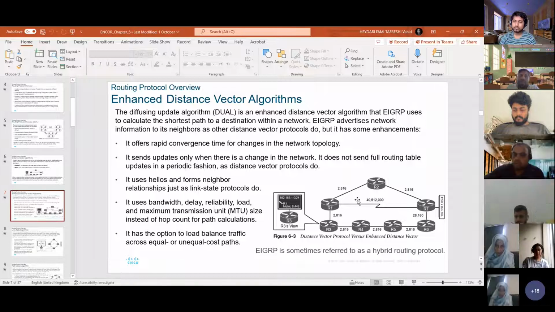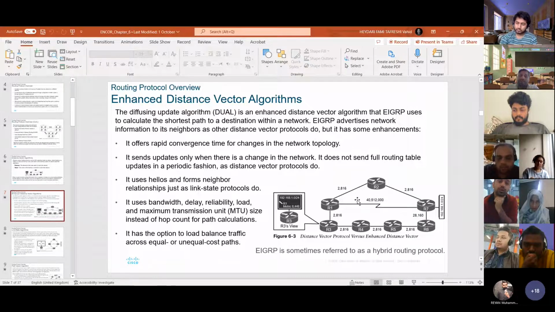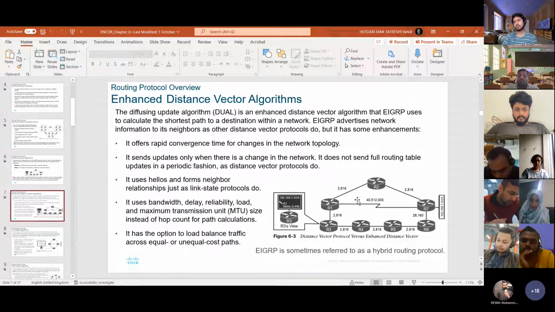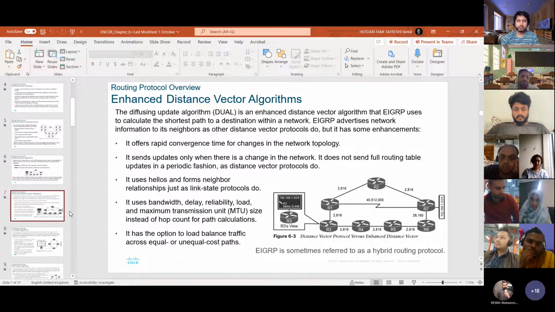EIGRP offers both equal as well as unequal cost path. The point is EIGRP offers load balancing based on both ways, whereas many protocols don't offer load balancing at all, or if they offer, they usually offer based on equal cost path, not unequal. And EIGRP is known as an advanced or an enhanced distance vector algorithm in a sense that it not only offers the equal cost path, but also offers unequal cost paths. Make sense? Yes, sir. Thank you, sir.